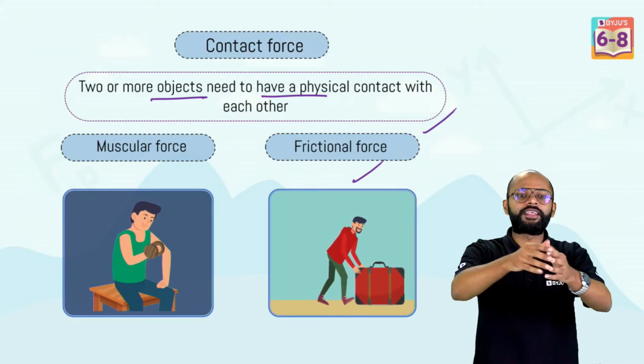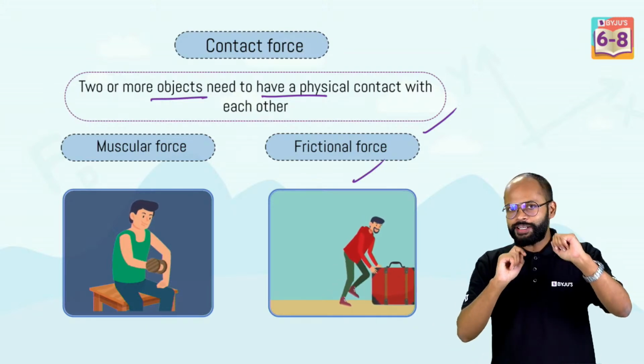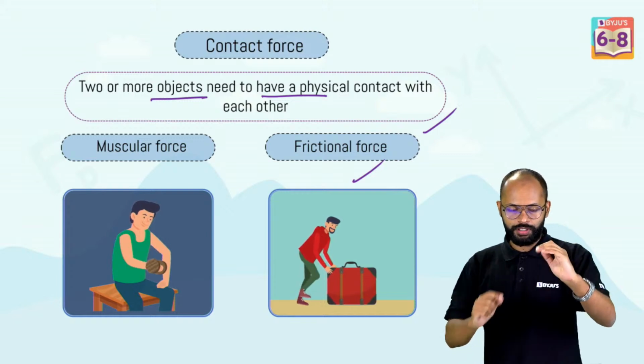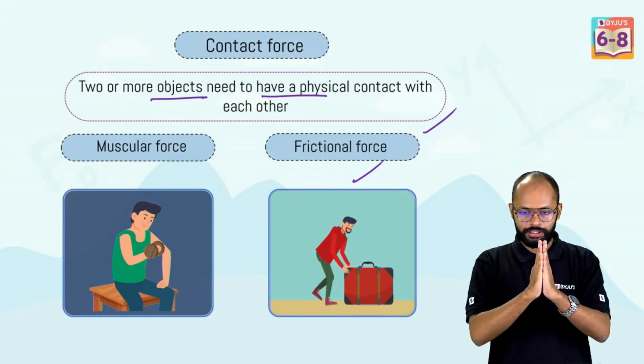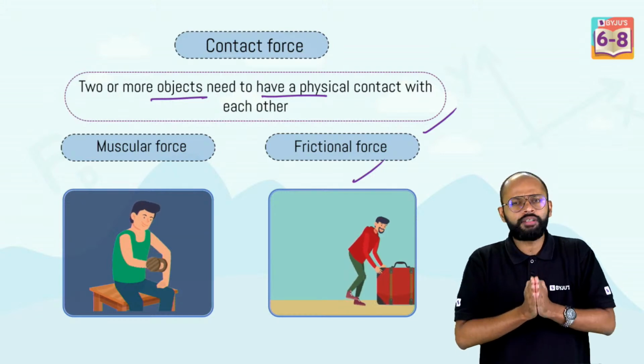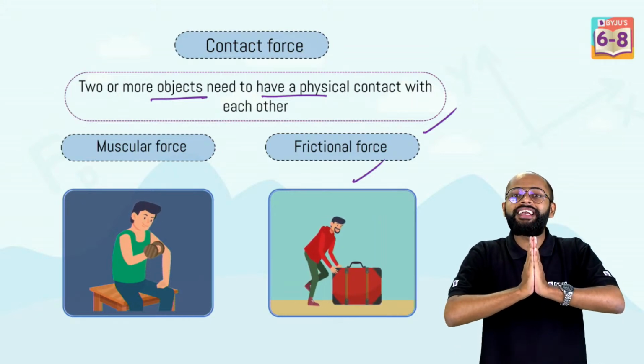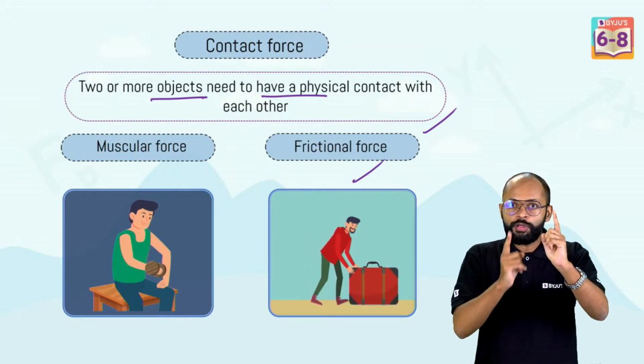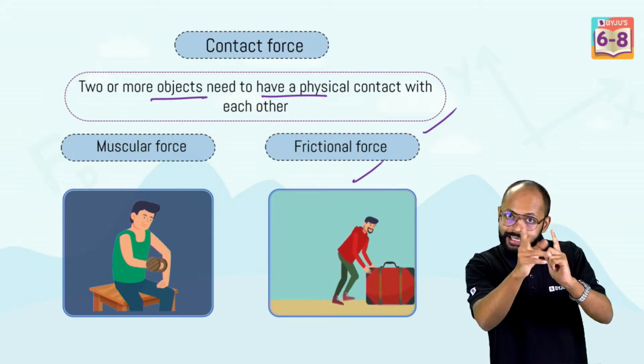Relative motion. Sir, what is relative motion? If you are saying motion, friction opposes motion. If I join both my hands and move them together, it is motion. But is friction happening? No. Why? Because there is no relative motion. Sir, what is relative motion? There should be motion between two surfaces relative to each other.